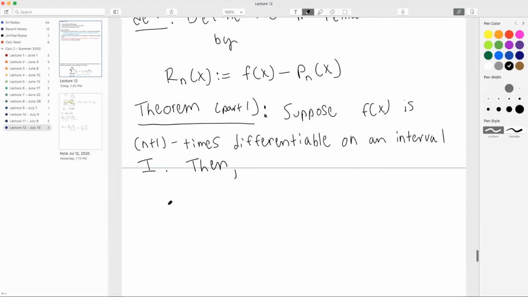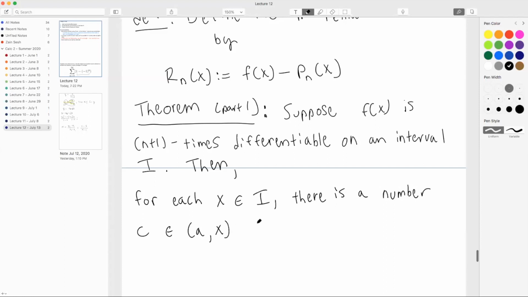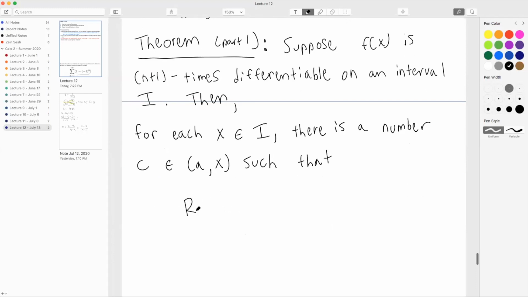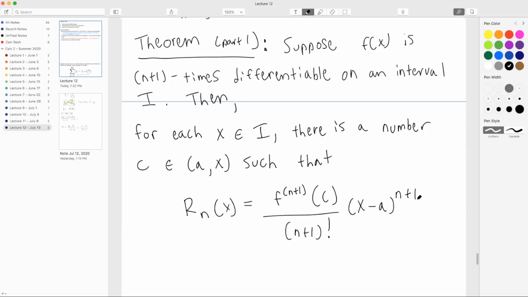Then, for each x in the interval, so for each x in I, there is a number c, little c, in the interval a comma x, such that, so we get a nice formula for the nth remainder. That's what this theorem is. So that the nth remainder is this. It's the n plus 1th derivative evaluated at c divided by n plus 1 factorial multiplied by x minus a to the n plus 1. Okay.